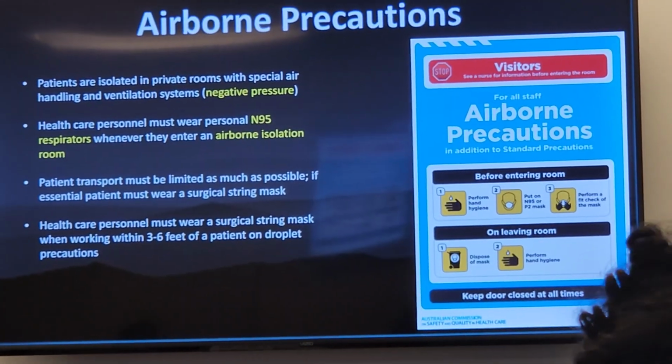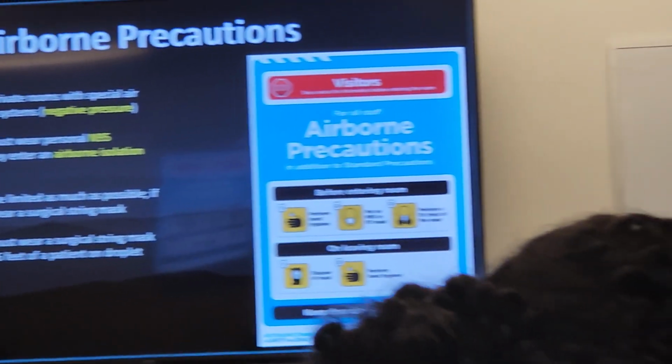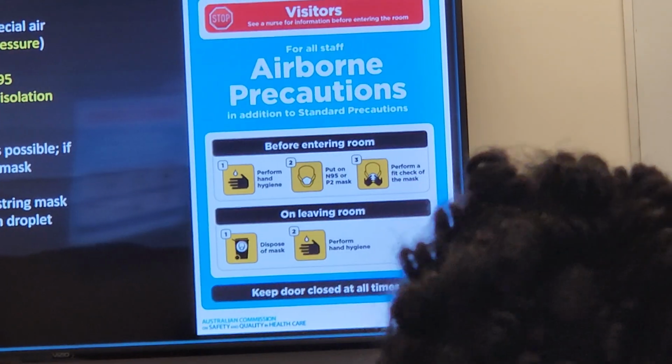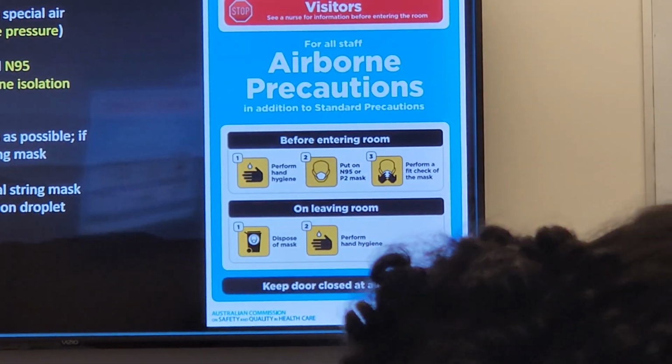What would be an example of an airborne isolation patient? TB, the most common. You see that? Please put a mask on, guys. It's highly contagious. Don't risk it.